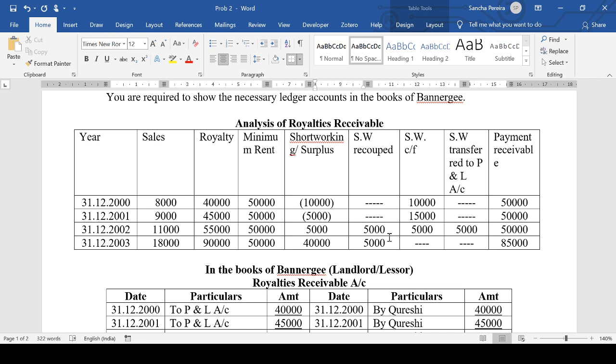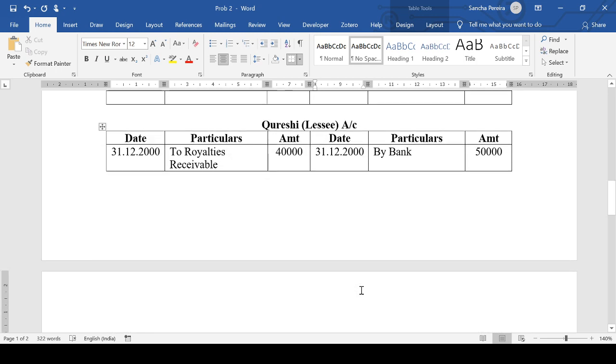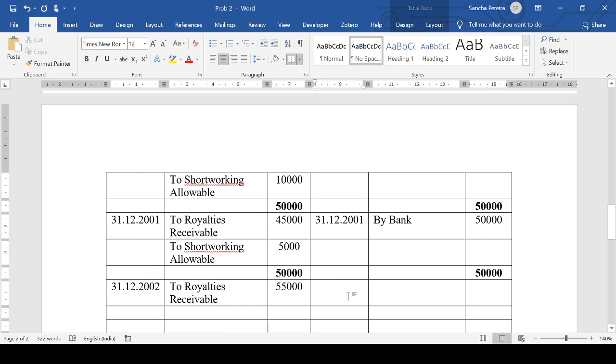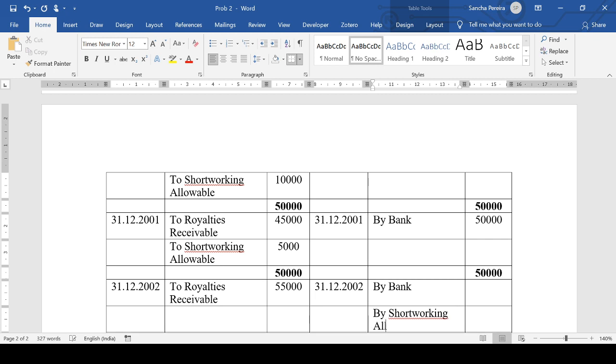He's receiving money, but part of it is allowing the lessee to recoup. So bank account debit, short working allowable account debit to Qureshi. Okay, so bank account debit, short working allowable account debit to Qureshi. So in Qureshi, it will be by bank and by short working allowable.